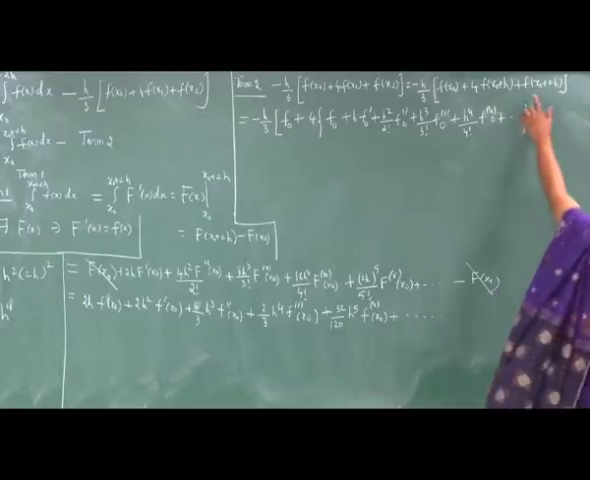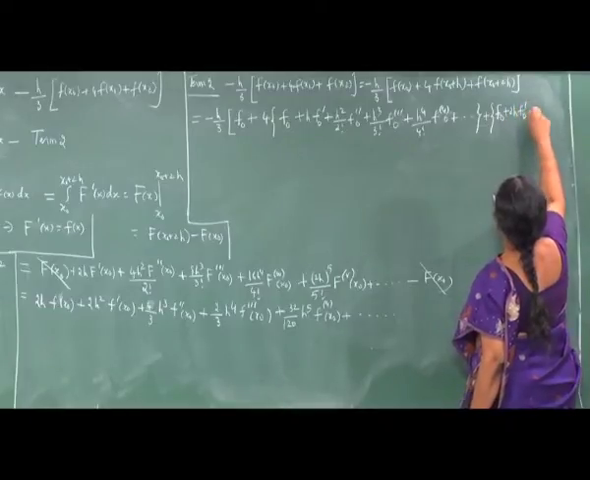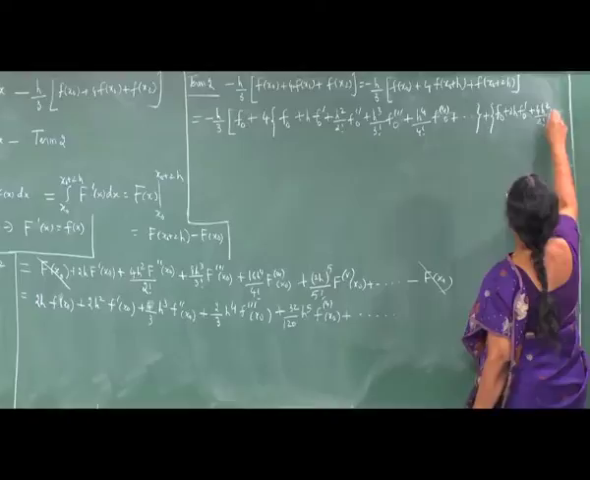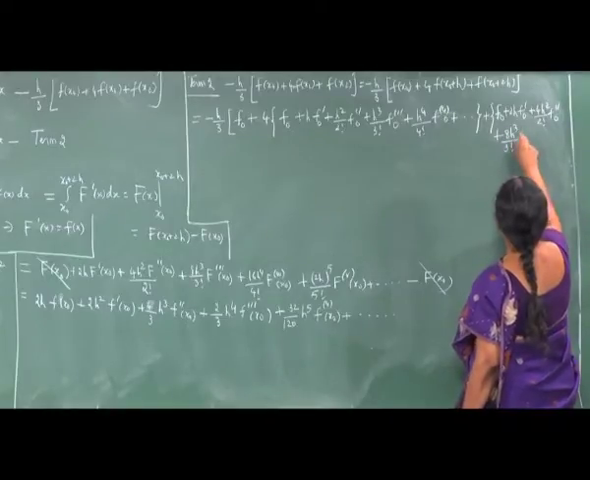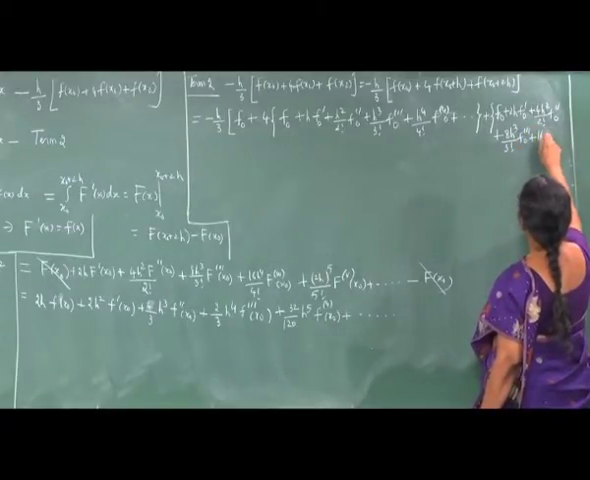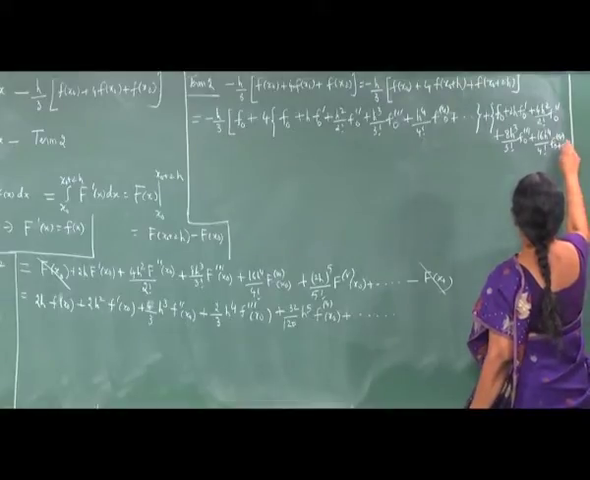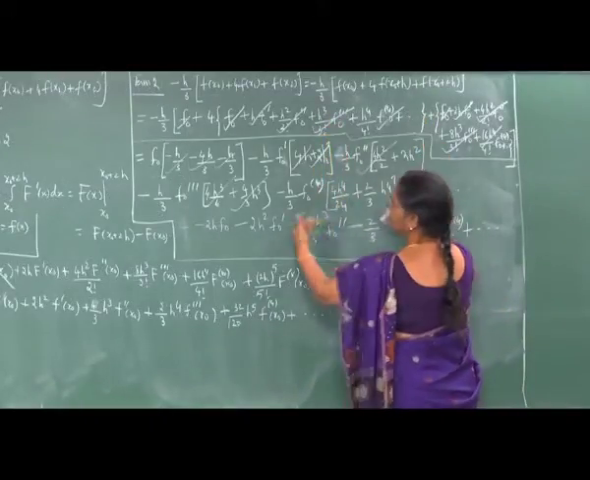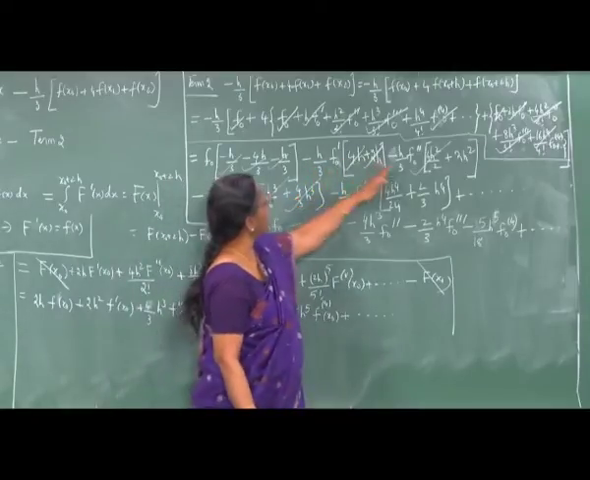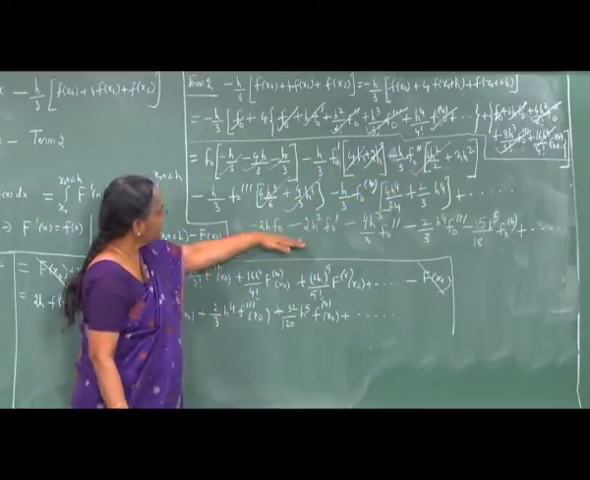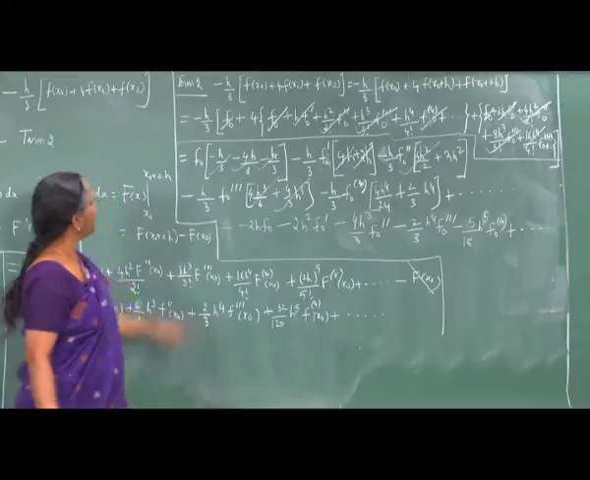The next term is f of x naught plus 2h. So, f of x naught plus 2h into f dashed at x naught plus (2h) square by factorial 2 f double dashed at x naught plus (2h) cubed by factorial 3 into f triple dashed at x naught plus (2h) power 4 by factorial 4 into the fourth derivative at x naught plus etcetera. I have now collected the terms whose coefficients are f naught, f naught dashed and so on, and have simplified and obtained the result at this step, and that is term 2.